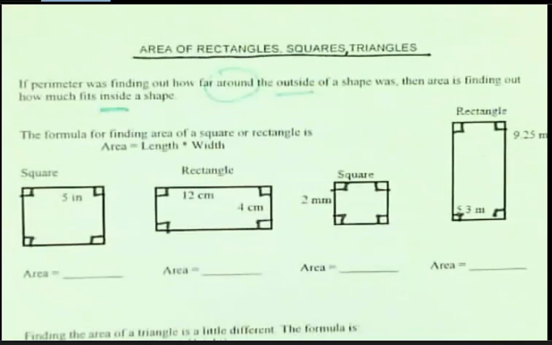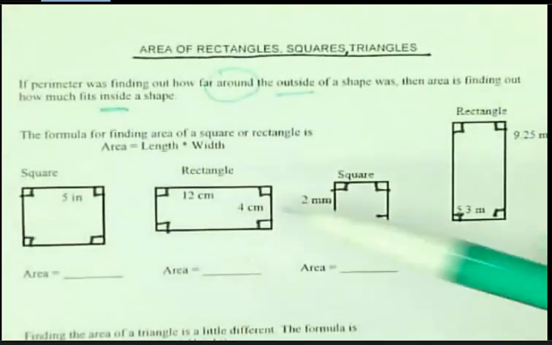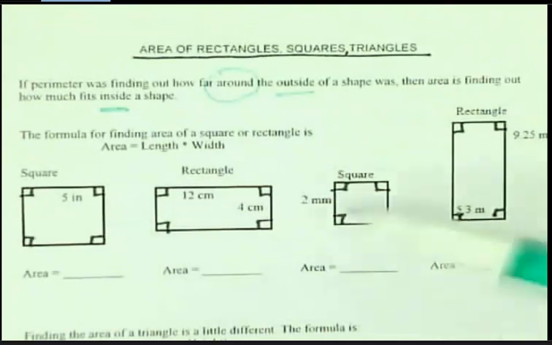All right? Now this is a two-dimensional shape. Again, remember, we're only in 2 dimensions. The next unit is going to be 3 dimensions. So when we find what fits inside a 3-dimensional shape, it's not called area. So don't get that confused. But area is for a 2-dimensional shape.